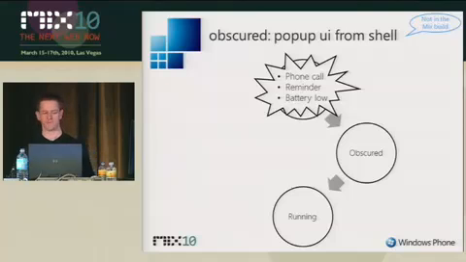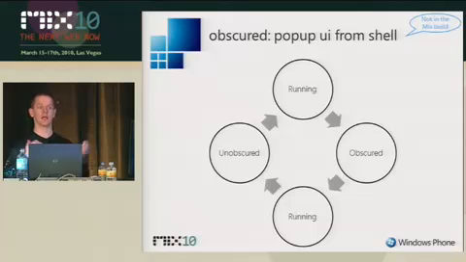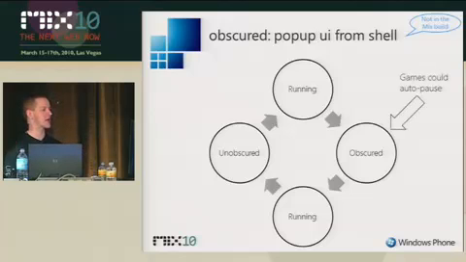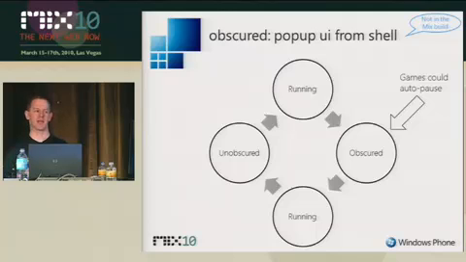It just keeps running. Then after some time, that piece of UI will go away, like the user accepts the reminder or they dismiss the battery low. We give you an unobscured notification saying, OK, you're back. Everyone can see what you're doing again. And the idea being that, for example, if you're a game, when you get the obscured event, this would be a really good time to pause the game. Because we're saying, hey, there's a big reminder in front of the game. User probably can't see what they're doing, and they're going to die if you don't stop the game. So they're going to lose their game.